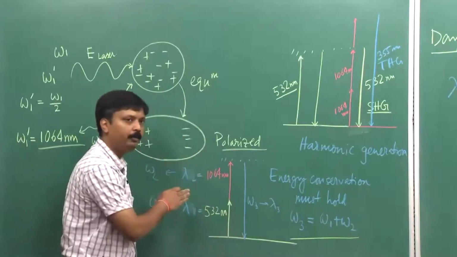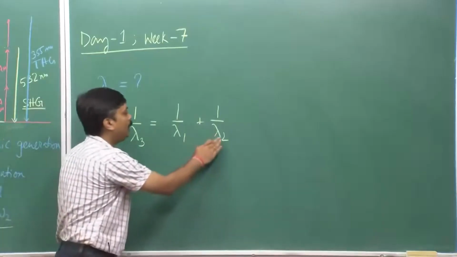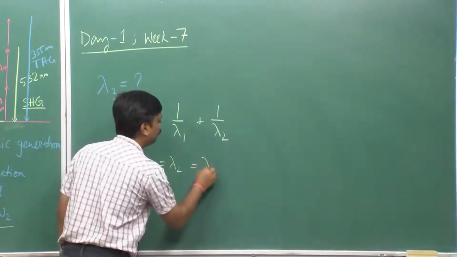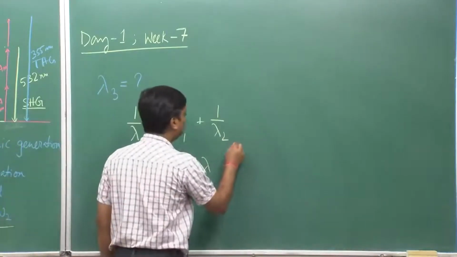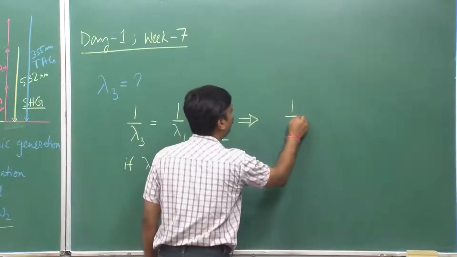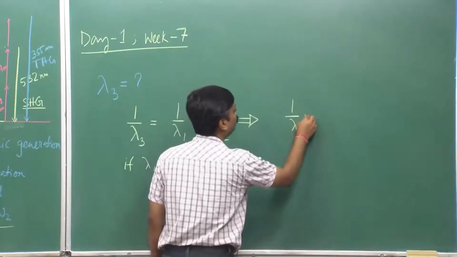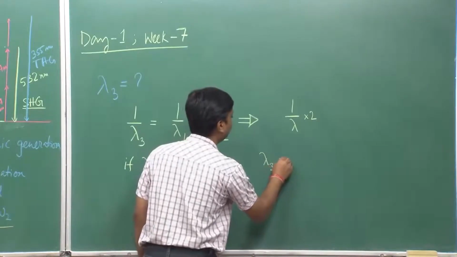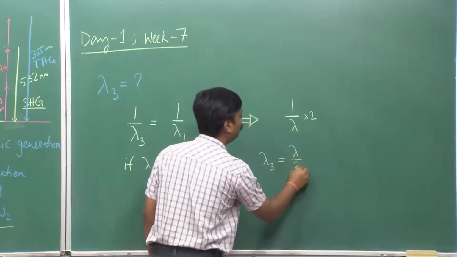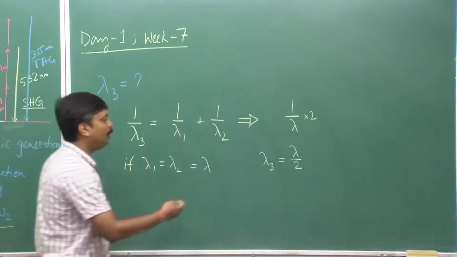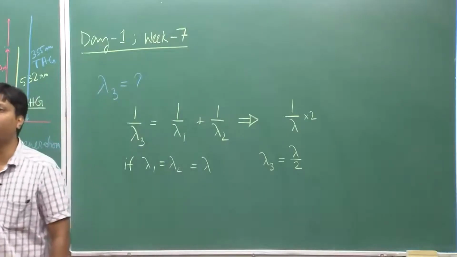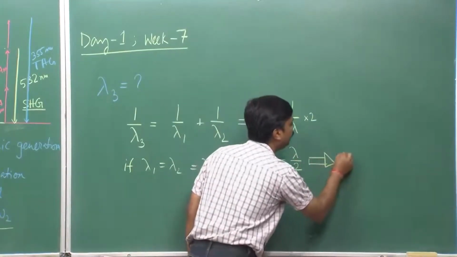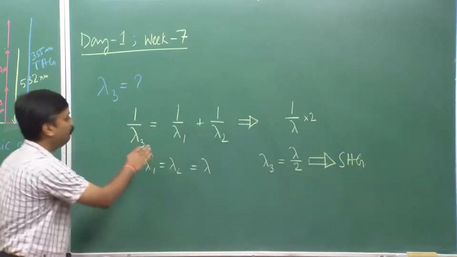I am talking about 2 different frequencies. If lambda 1 equals lambda 2 equals, say, some lambda, then what will be the process? Then this process will lead to 1 by lambda into 2, right. So, essentially my lambda 3 is equal to lambda by 2. Lambda by 2 means essentially twice the frequency. So, that means that is a second harmonic process. So, this will give me second harmonic generation when lambda 1 equals lambda 2.